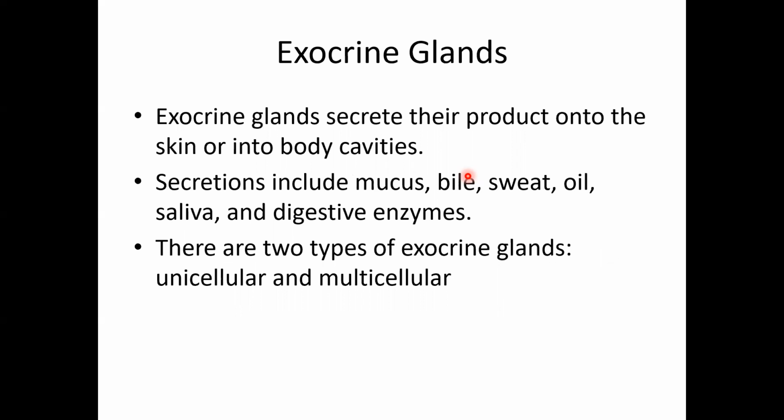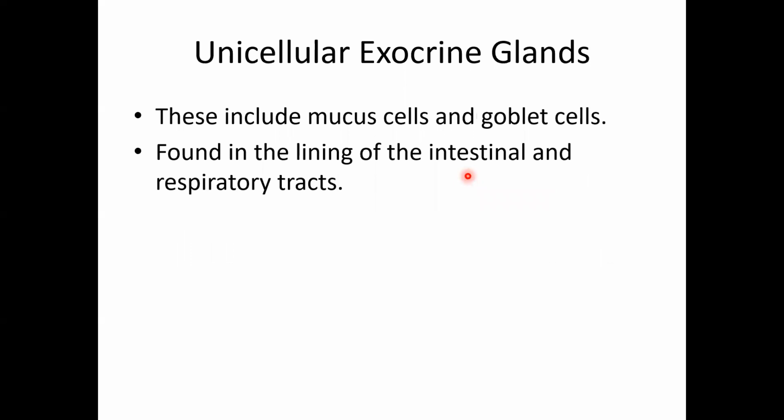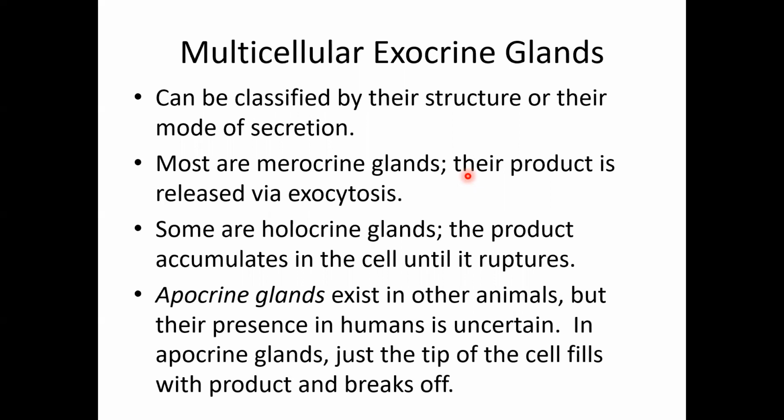And there are two types of exocrine glands, unicellular and multicellular. A unicellular exocrine gland would be a goblet cell. It's one cell making mucus. Multicellular exocrine glands get classified by their structure and their mode of secretion. Most multicellular exocrine glands are called merocrine glands. A merocrine gland releases its product through exocytosis, meaning it makes the product in the cell, puts it in a vesicle, and pushes it out of the cell.